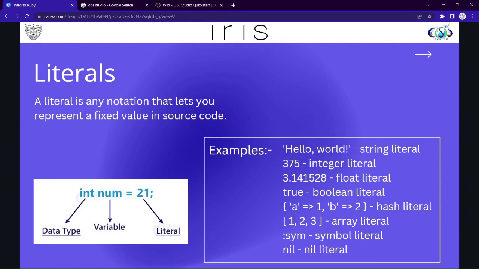Literals. Literals are any data values that we can store in a code. We can see in this image that we are storing 21, an integer literal, in a variable num. We can see different types of literals in this white box. We can pause the video and go through it.